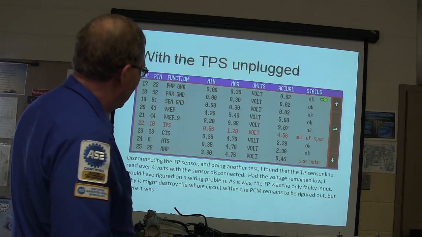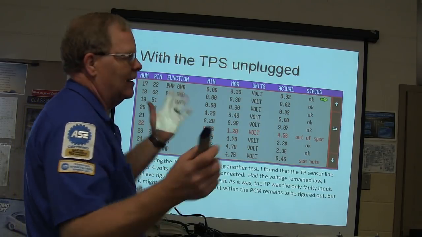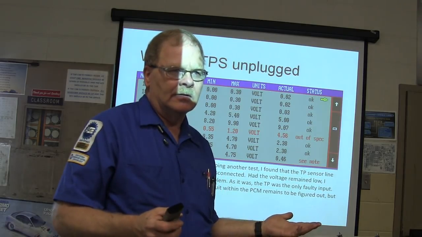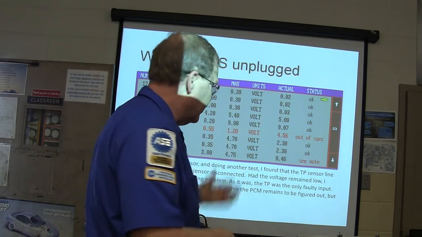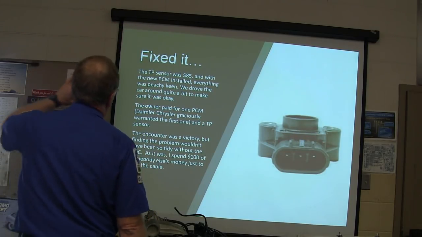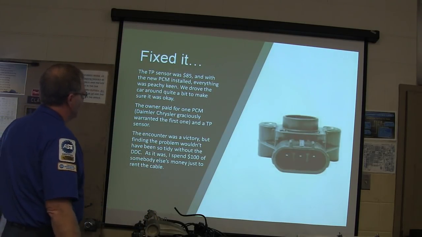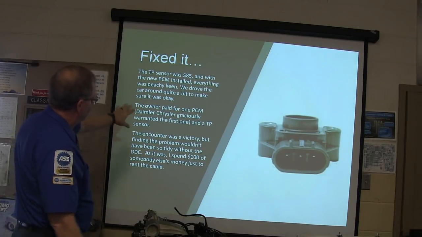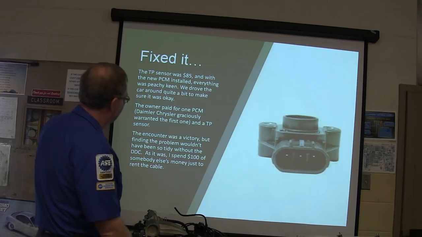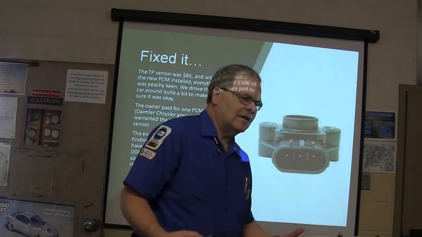Well, what might destroy the whole circuit, the PCM? I have never seen a TP sensor on any other car destroy the engine control. Just have never seen that before. It totally threw me for a loop. Put a TP sensor, $85, and a new PCM on there, and everything was peachy keen. Fired up, go away, and the PCM, Chrysler warranted it out. The encounter was a victory, but finding the problem wouldn't have been so tidy without that.